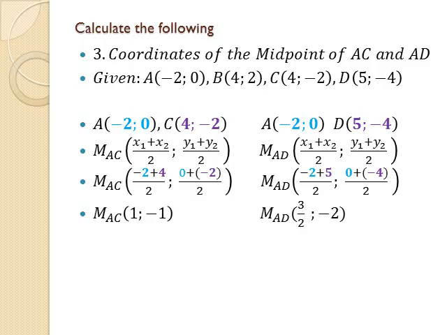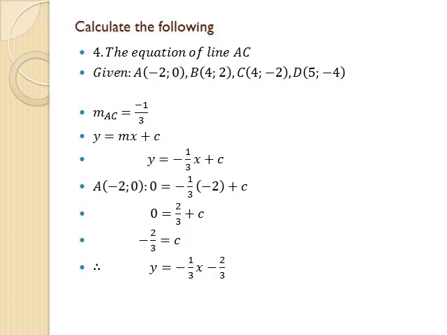Right, we are now going to be working out equations. Calculate the equation of line AC. First we need the gradient of the line. In the previous slide, the gradient of AC we got as minus 1 over 3. For a straight line, the general equation reads y equals mx plus c. So my m is negative 1 over 3, so y equals negative 1 over 3 x plus c.